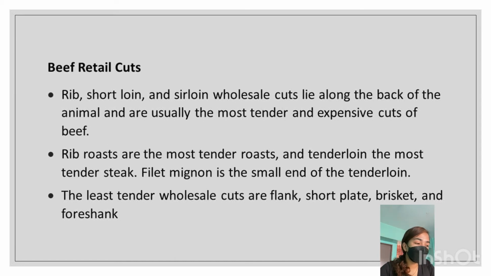Next, we have the rib roast. So these are the most tender roast, and tenderloin, the most tender steak. So filet mignon is the small end of the tenderloin. Next, the least tender wholesale cuts are the flank, the short plate, the brisket, and the foreshank. So take note of those beef retail cuts.